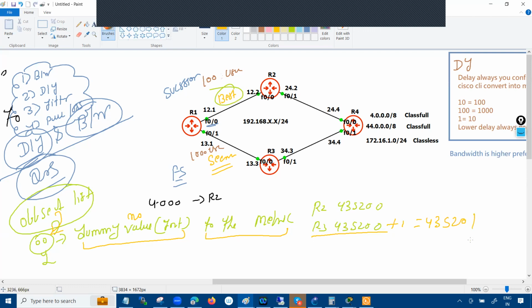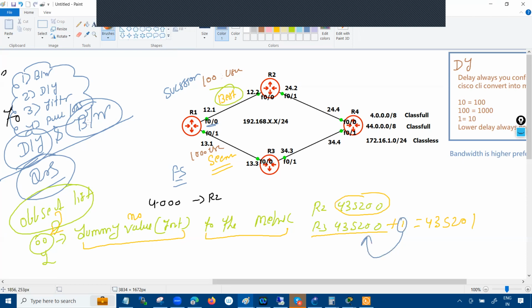Which one is the lower one? So always the router 2 will become the best. So I'm adding the dummy number. This dummy number I have added on this particular matrix. That's the meaning of offset list. Did I manipulate the delay? No. Did I manipulate the bandwidth? No. Specifically only for the EIGRP, I'm changing this thing.